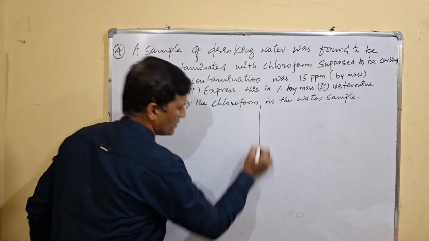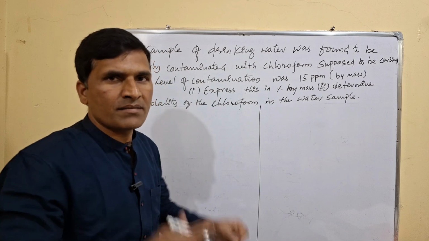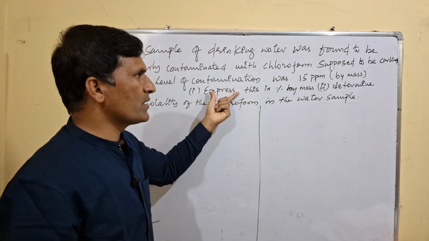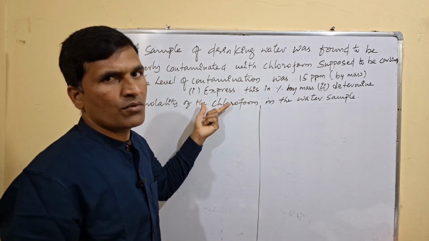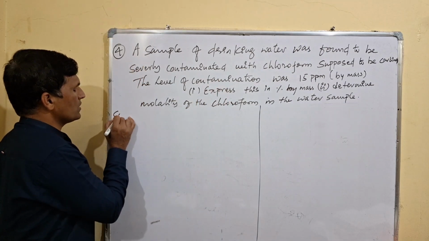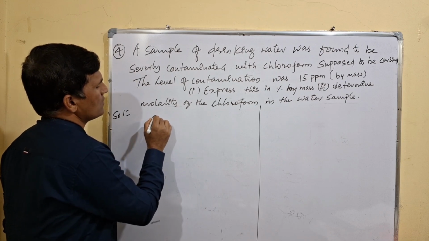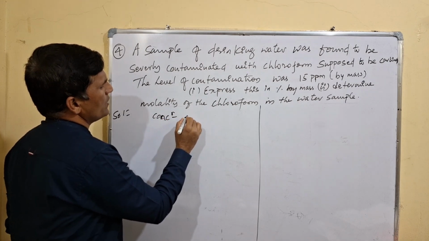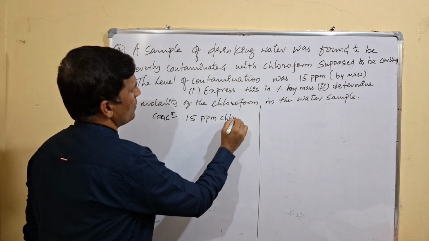So let us solve this. They may ask one part or maybe two parts, so let us be ready with both. We will solve both. Sometimes they will ask only the percentage by mass, or only the molality, or sometimes both. So the solution: the first thing is the given quantity, the concentration of the solution, which is given in ppm. 15 ppm of chloroform is present.